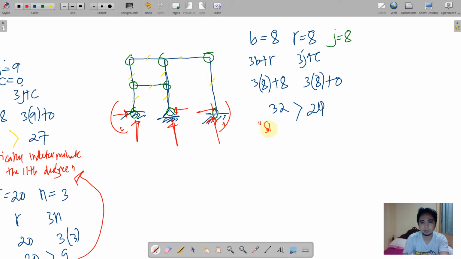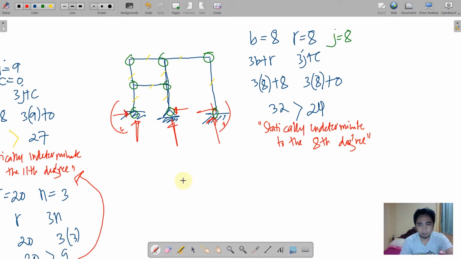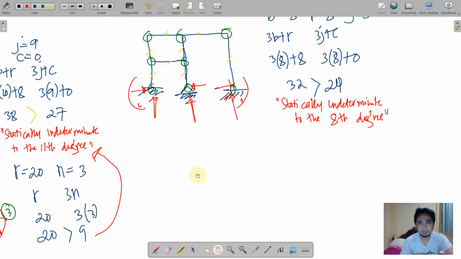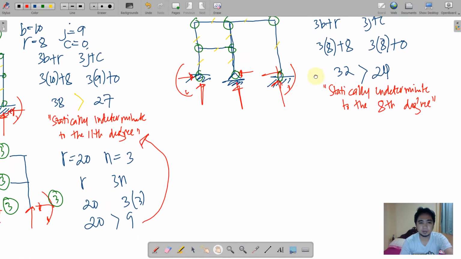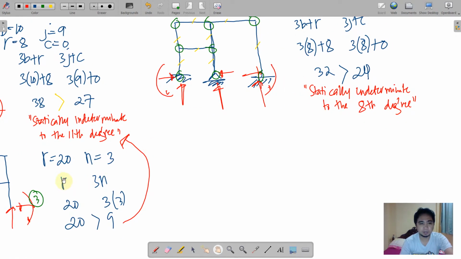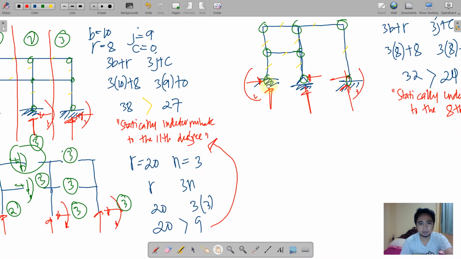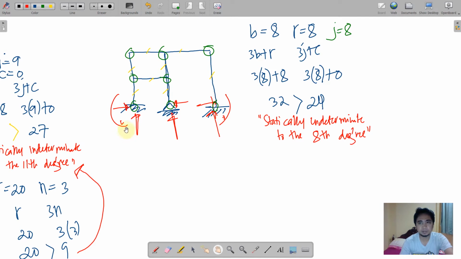Therefore this is statically indeterminate to the 8th degree. Okay, so I think those examples would be enough for you for the frame. So again, we can use 3B plus R comparing to 3J plus C, or R to be compared with, sorry, R would be compared to 3N. Okay, so that is an example for the framing system.